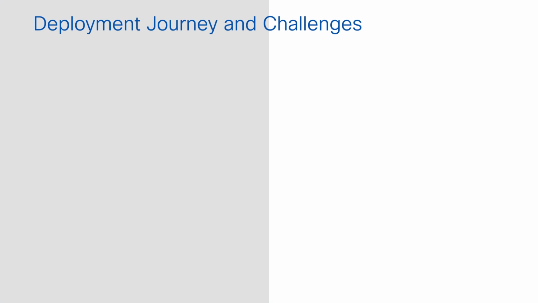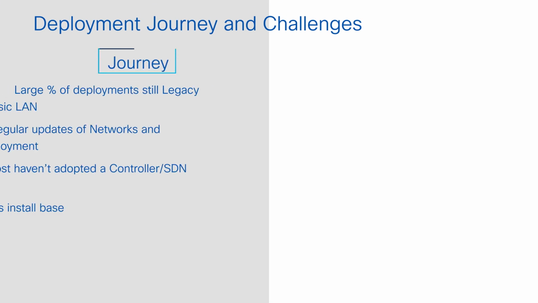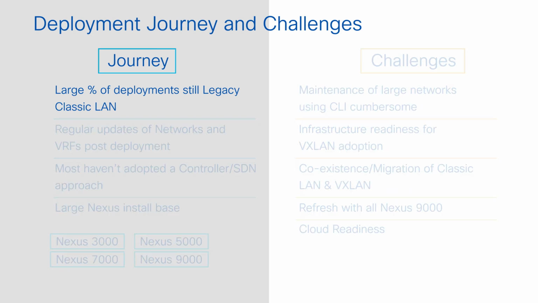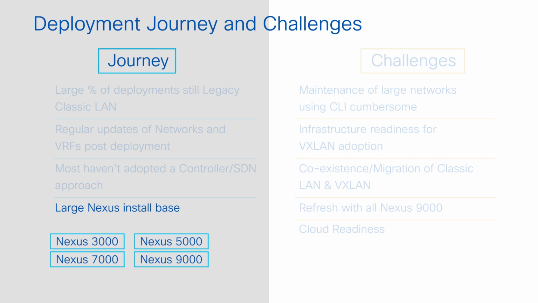Before we look at the solution, let's look at the journey and the challenges. So a large percentage of deployments are still legacy classic LAN. Now, when we're looking at the updates that are made to these kinds of networks, it's majorly deploying a new network or a VRF, and this falls more in the day one bucket. Most of these deployments don't have a controller or an SDN approach, and they have a large Nexus install base ranging from the 3K, 5K, 6K, 7K as well as a 9K. It has a variety of platforms.